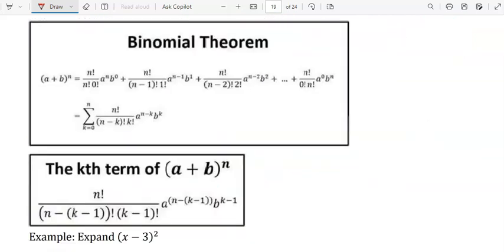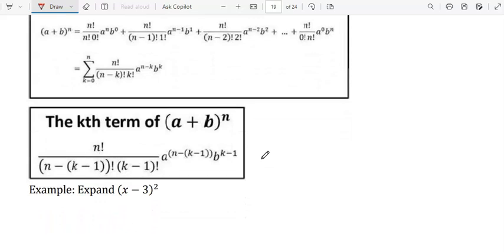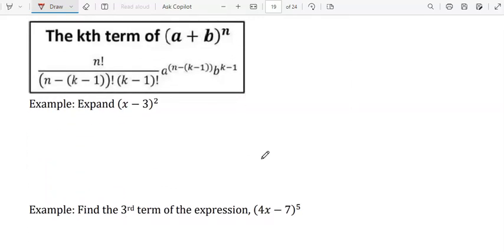Next, we have the binomial theorem. You have a binomial raised to nth power. Using this formula, you can find any of the terms in the polynomial, or you can expand it out entirely. Let's look at an example.